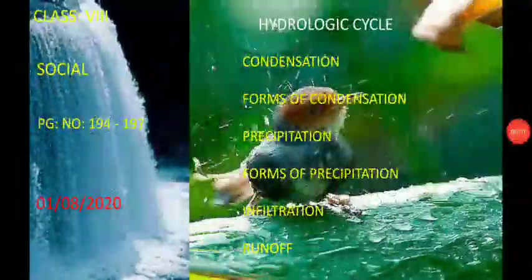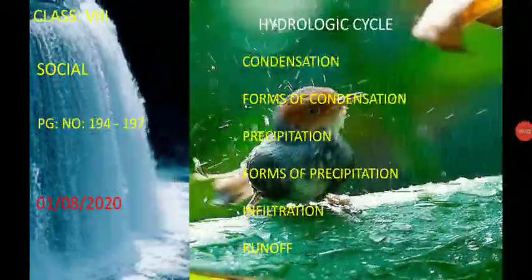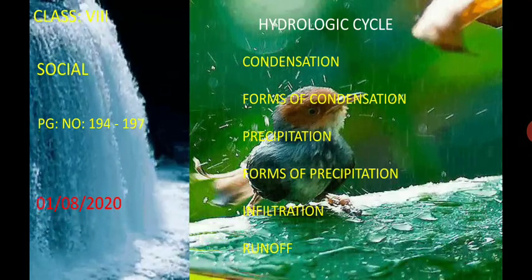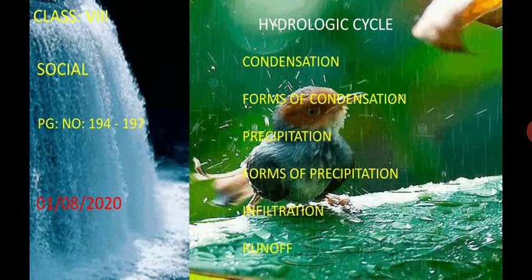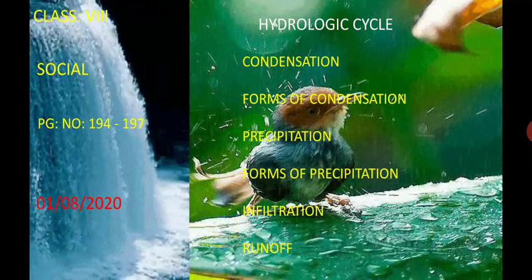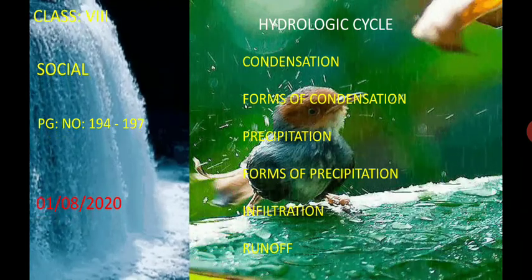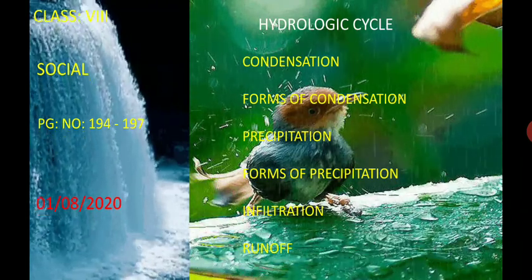Today we are going to see the lesson on the hydrologic cycle. Hydrologic refers to water. Water is one of the most important elements on earth. The hydrologic cycle includes condensation, forms of condensation, precipitation, forms of precipitation, infiltration, and runoff.